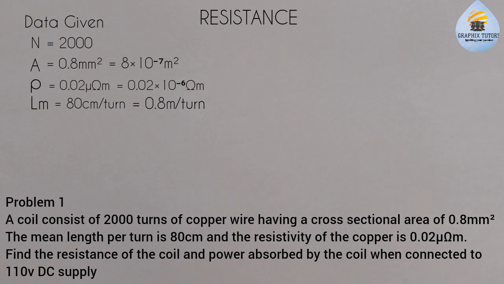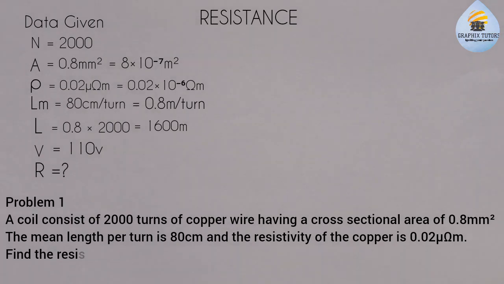Now the next thing will be the length. Since the mean length is 0.8 meter per turn, the total length will be 0.8 times 2000, and that will give us 1600 meter. Now the next thing we have given in the question here is the DC supply, which is in volts, right? So our voltage here will be equal to 110 volts. And we are told to find the resistance, which is unknown, and the power absorbed, which is also unknown.